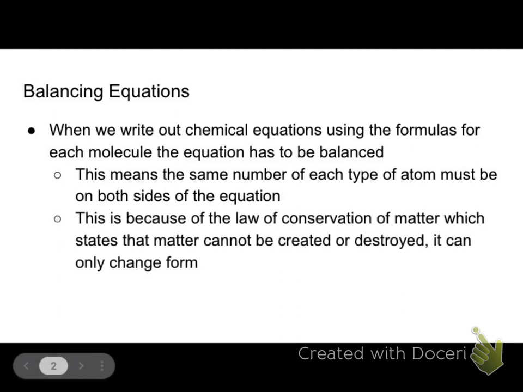The reason for this is because of something that we call the law of conservation of matter. The law of conservation of matter just says that you can't create new matter and you can't destroy old matter. It can only change from one form to another.